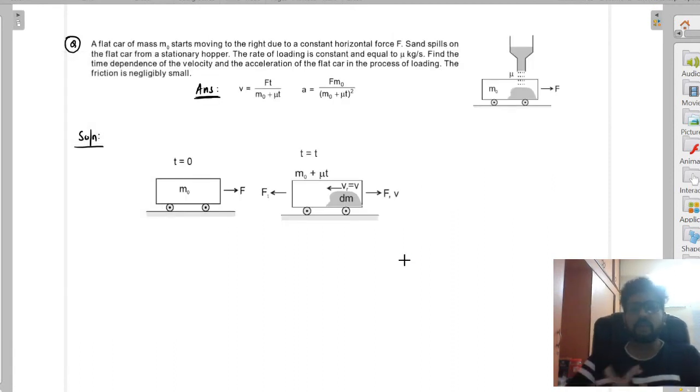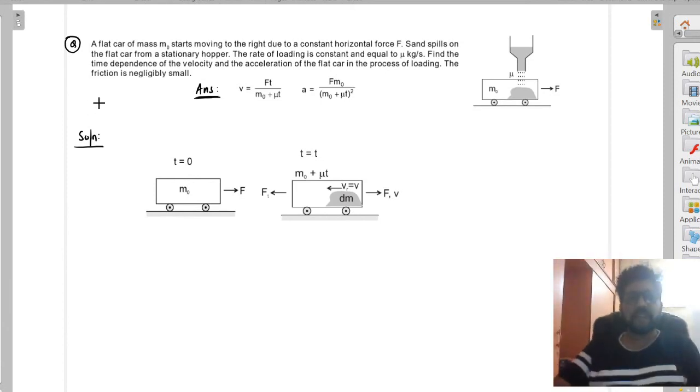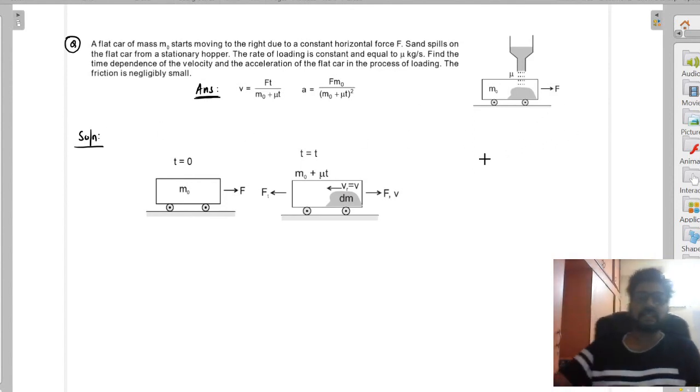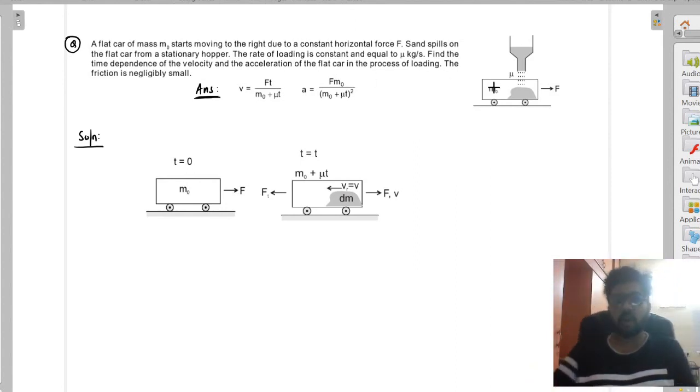So now that we have understood the concept behind the application of thrust force, we will solve problems regarding that. Suppose you have a flat car which has mass m naught and it starts moving towards right due to a constant force F. Now the sand is spilling on the flat car from a stationary hopper. So sand is spilling, but this is stationary.